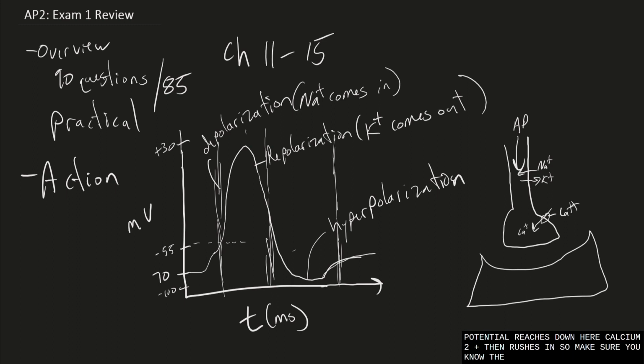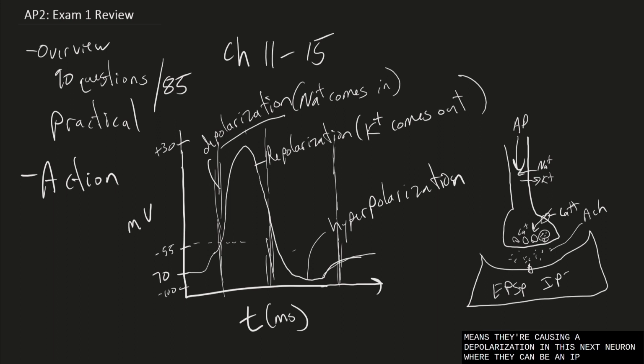So make sure you know that calcium rushes in down here, which then causes these neurotransmitter vesicles to fuse and release neurotransmitter. Neurotransmitters are things like acetylcholine, ACh, which is one of the big ones, that binds to receptors on the other side, and those receptors could be excitatory or inhibitory. If they are excitatory, they're known as an EPSP, and that means they're causing a depolarization in this next neuron, or they can be an IPSP, which is inhibitory, which means they are hyperpolarizing.